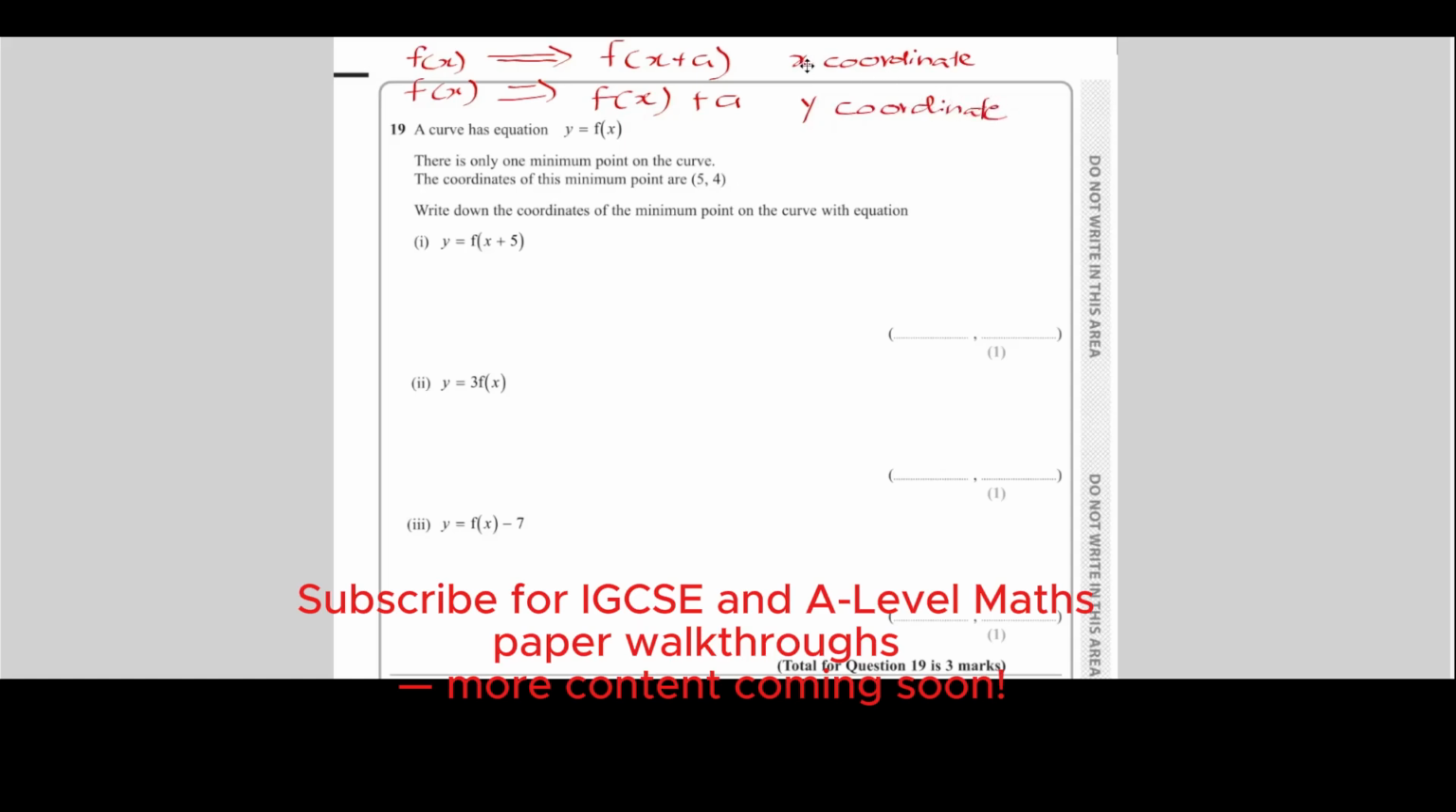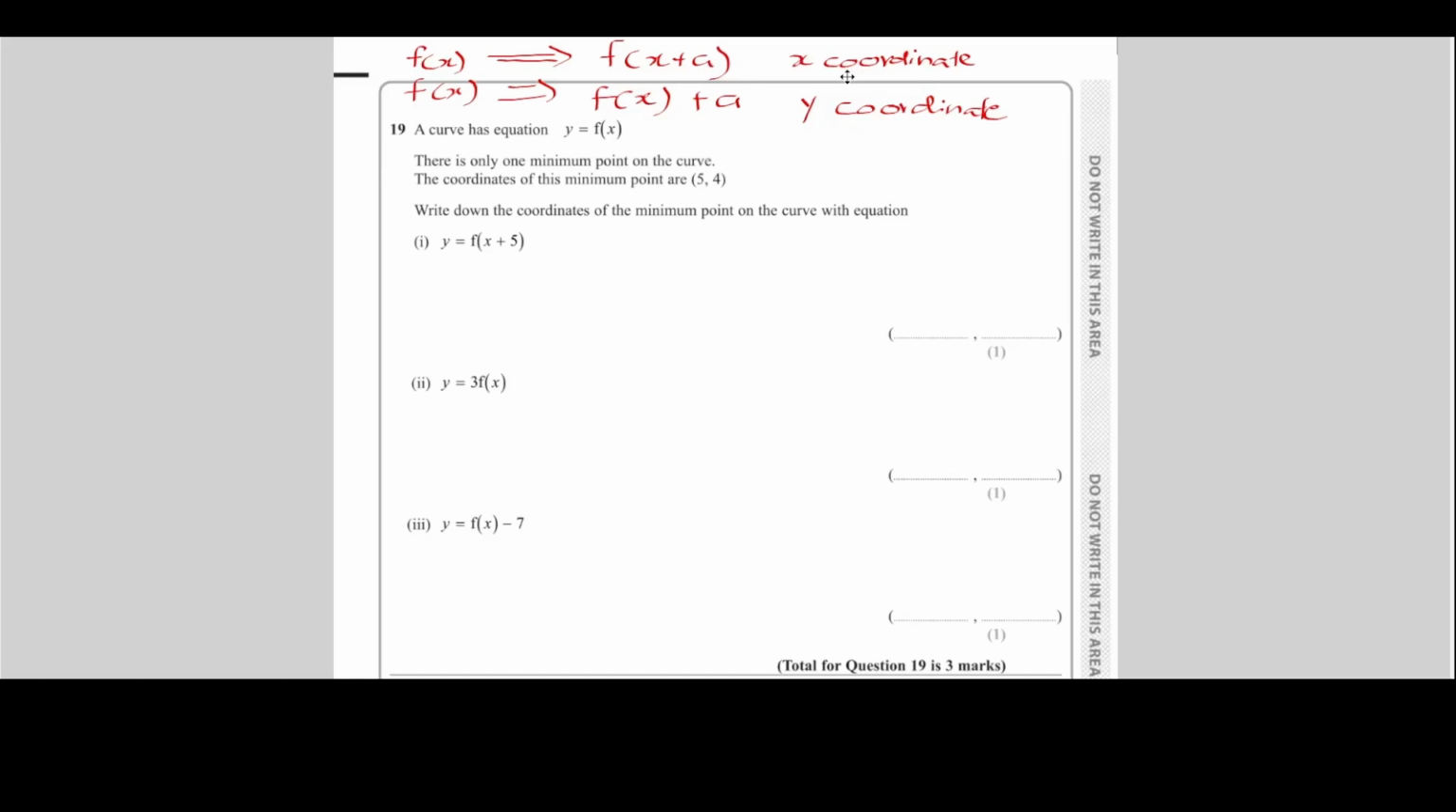If something happens to the x coordinate, it is always opposite. If it is addition, you gotta subtract. If it is subtraction, you gotta add. If it is multiplication, you gotta divide. If it is a division, you gotta multiply. It is always opposite for the x coordinate. For the y coordinate, nothing happens. It is peaceful. You need to do whatever has been asked. So in this case for the y coordinate, you need to add. So let's come to this one. Can you see they are given the original equation as y equals f of x.